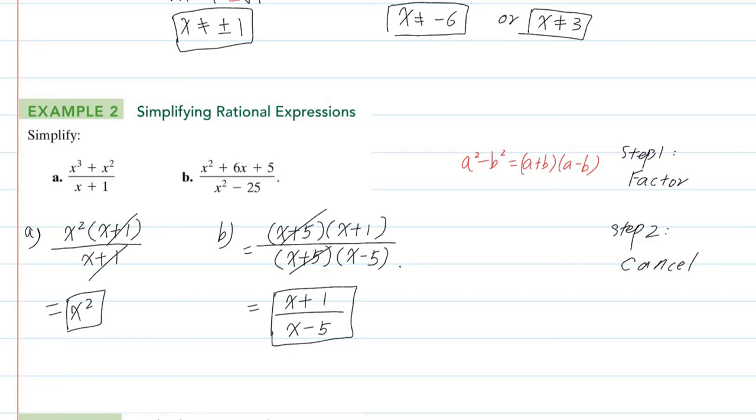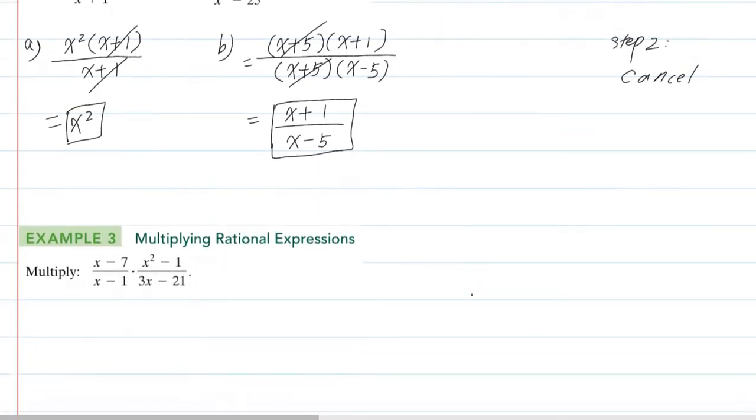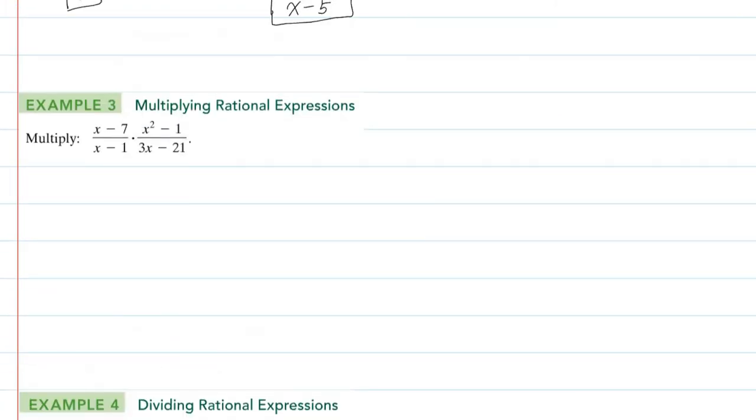Let's take a look at our example 3. Here's our example 3. Example 3 is asking us to multiply the rational expressions. So multiplying the rational expressions is really not that bad. What you do is, again, your step 1 is factor. It's similar to before, similar to example 2. Your step 1 again is factor. I'm just writing it right here. Later you can look at your notes.